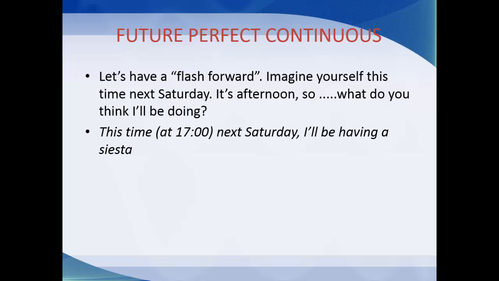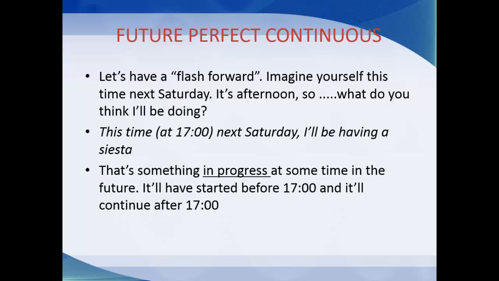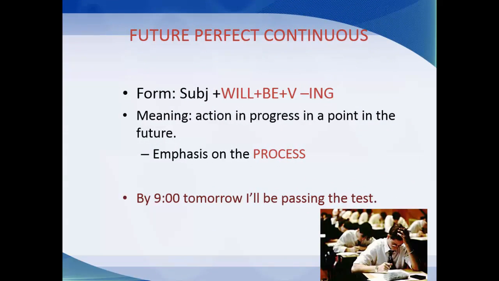As in the example, this time at 5 next Saturday I'll be having a siesta. That's something in progress at some time in the future. It will have started before 5 and still continue after 5. Will be plus verb plus ing is the form of the future continuous. It means that there is an action in progress at a point in the future.